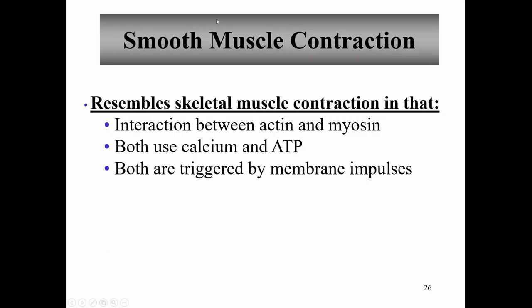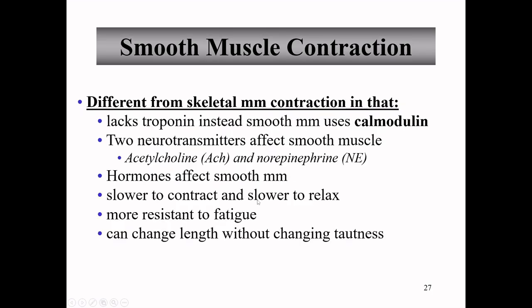Now, smooth muscle resembles skeletal muscle contraction in that we still have actin and myosin. We're still using calcium and ATP, and both are triggered by the membrane impulses. So everything we learned with skeletal muscle contraction, I shouldn't say everything, but some of the things we learned with skeletal muscle contraction also apply to smooth muscle contraction with a few exceptions. One, in smooth muscle, we don't have troponin. Instead, we use a different protein called calmodulin, along with tropomyosin. Skeletal muscle is troponin and tropomyosin.